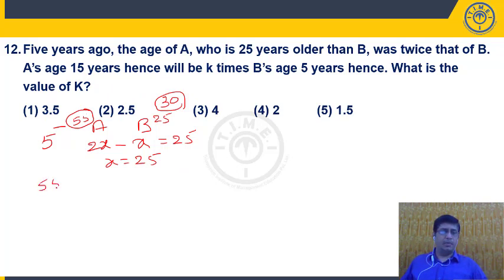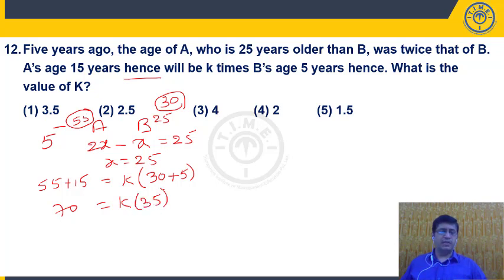So 55 plus 15 is 70. 15 years hence means after 15 years, and it will be k times the B's age 5 years hence. Age of B is 30, 5 years hence means 30 plus 5. So what is the equation? 70 is equal to k into 35. Now solving this, the value of k is equal to 2. Sorry, the value of k is equal to 2, so the choice is 4.